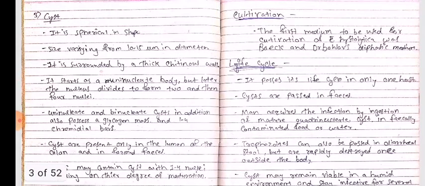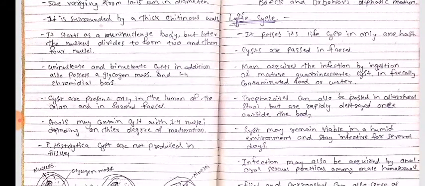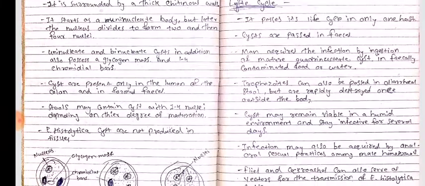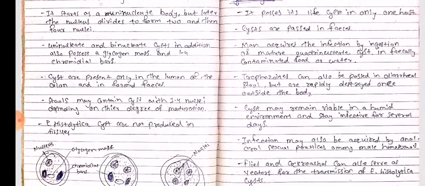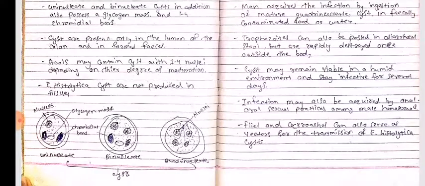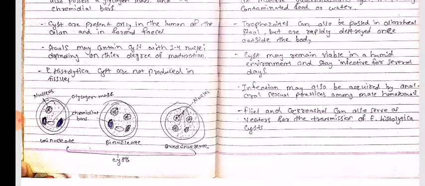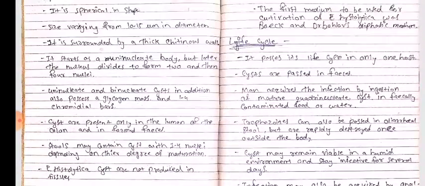Cyst. It is spherical in shape, size varying from 10 to 15 micrometers in diameter. It is surrounded by a thick chitinous wall. It starts as a uninucleate body, but later the nucleus divides to form 2 and then 4 nuclei. Uninucleate and binucleate cysts in addition also possess a glycogen mass and 1 to 4 chromatoid bars. Cysts are present only in the lumen of the colon and are formed in feces. Stools may contain cysts with 1 to 4 nuclei depending on the degree of maturation. Entamoeba histolytica cysts are not produced in tissues. So this is the diagram of cyst, wherein 1st it is uninucleate, 2nd binucleate, and 3rd quadrinucleate.